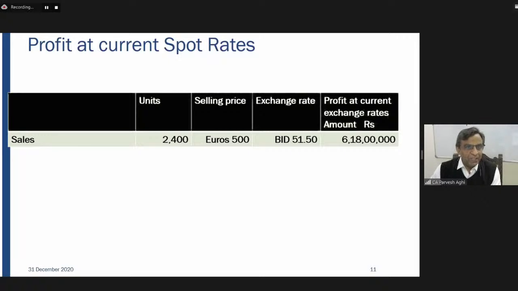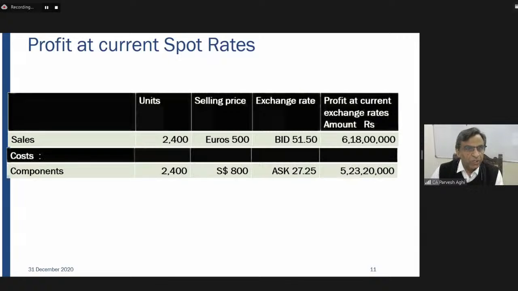The selling price is 500 euros, and we will take the bid rate, which is 51.50. I'm going to explain that also. Because he's going to get euros and go to the bank and convert his euros into rupees. So he's going to sell his currency, and the bank is going to buy. That's why the bid rates are applicable. So 6 crore 18 lakhs he's going to get. He would have got that at that time if the rate had been as per the spot rates.